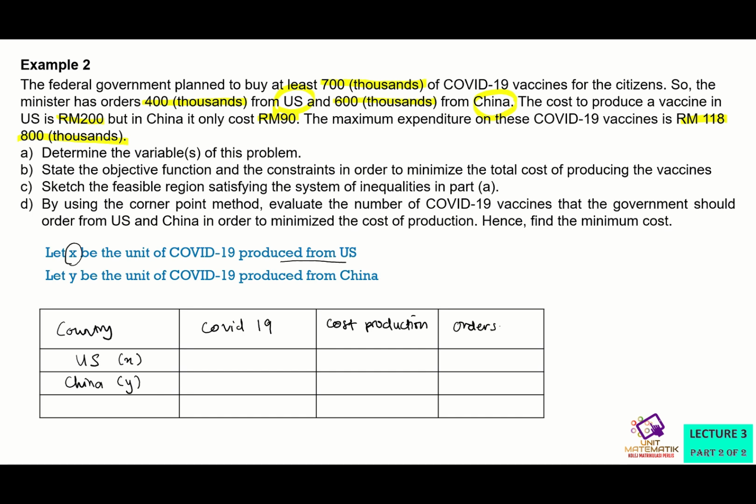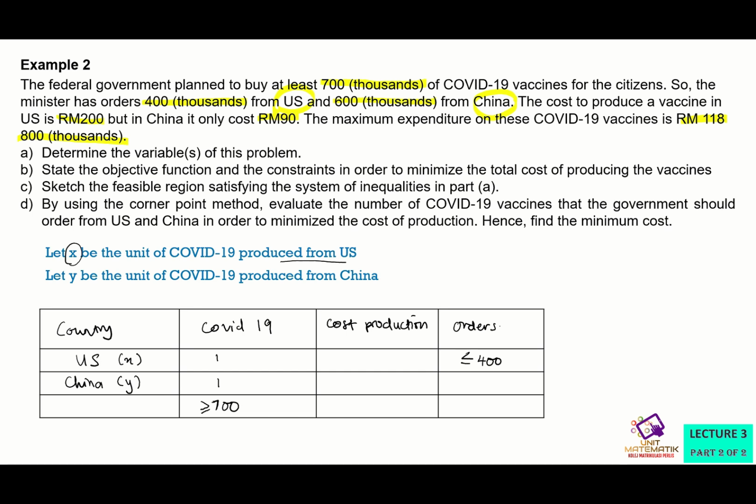Now let's put the values inside the table. The federal government plans to buy at least 700,000. It means that we can write 1 here, and then 700,000 will be here. We can just write 700 to make it easy. Where should we put 400,000? The minister ordered 400 from the US, so it should be here, and the notation will be less than or equal to 400.